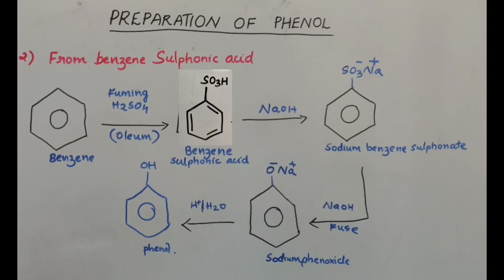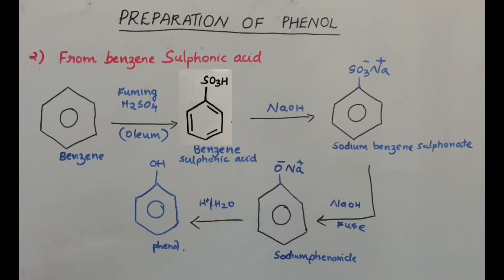Okay, all of you got it? These are the two preparations of phenol. One is from cumene, the industrial preparation, and 80% of the total world production of phenol is from the cumene process, which we discussed first. And the second one is from benzene sulfonic acid. Okay, let us wind up the class. Thank you.